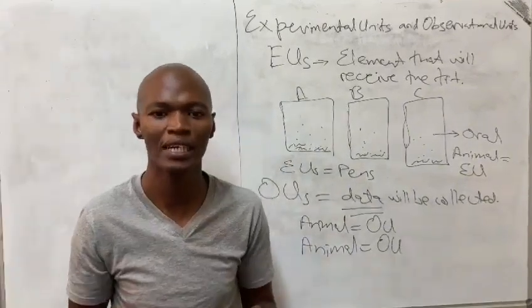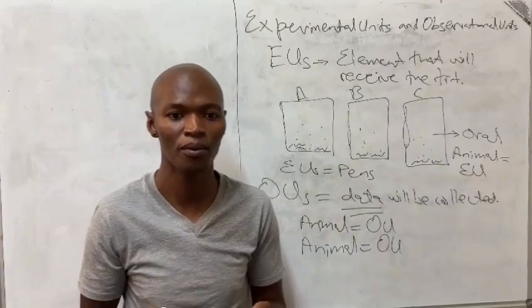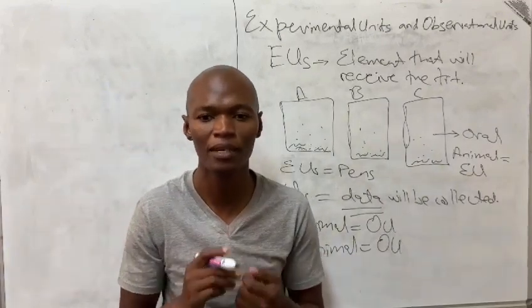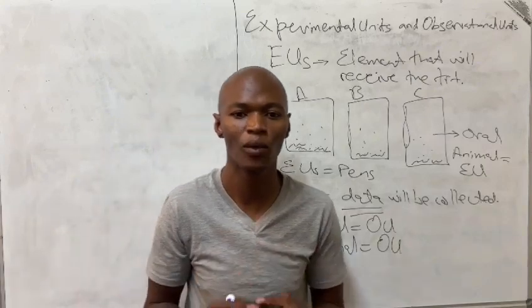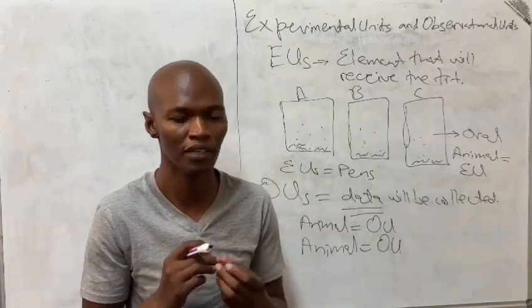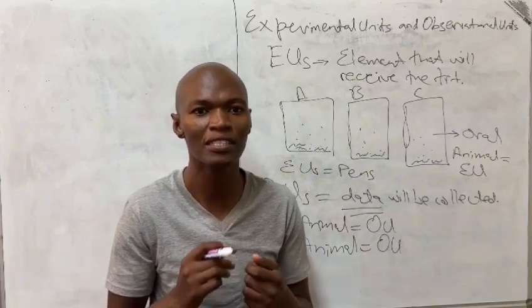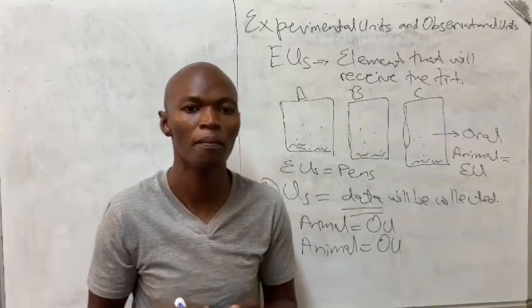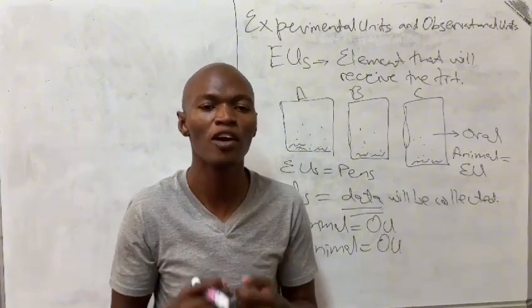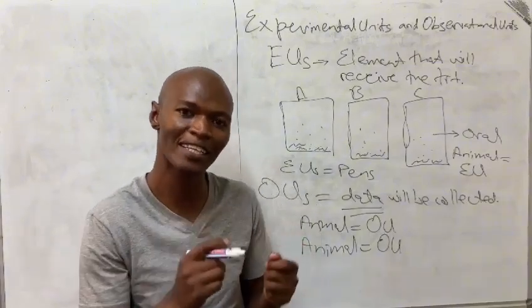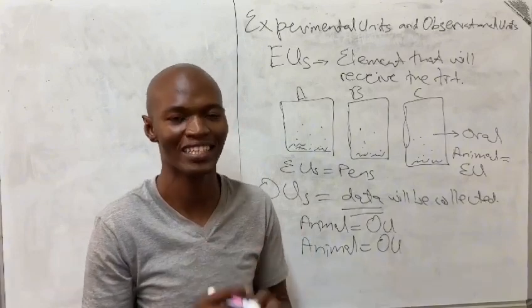Thank you for watching until the end. To recap, we have covered experimental units and observational units. We defined what an experimental unit and an observational unit are, trying to make things easy for researchers. Remember, experimental units receive the treatment, whereas observational units are where the data will be collected.